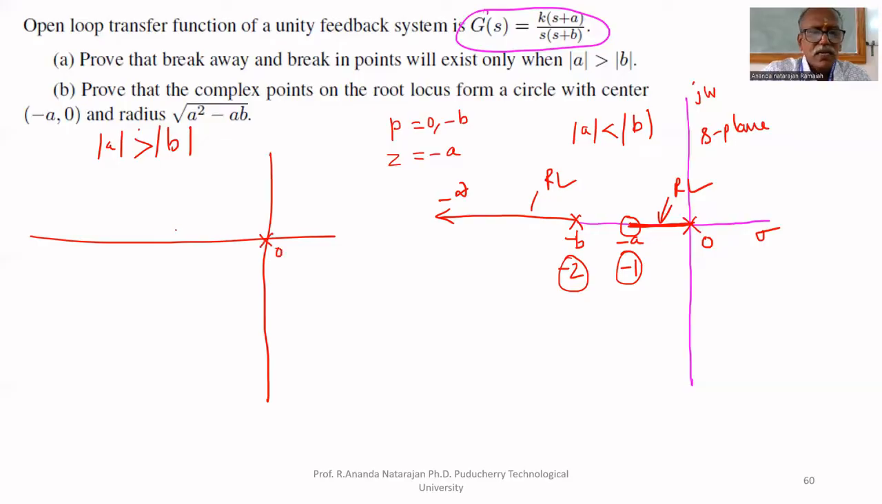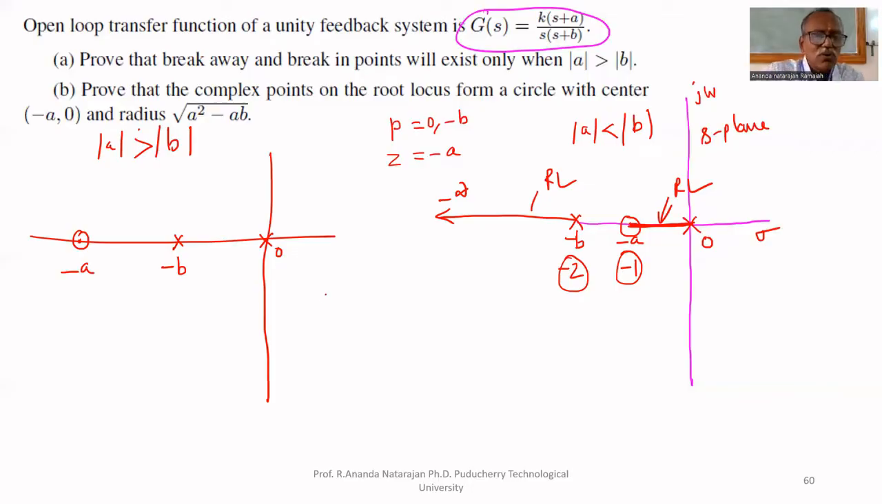One pole will be here, and this is another pole. This is minus B. This is minus A. Modulus of A is greater than modulus of B.